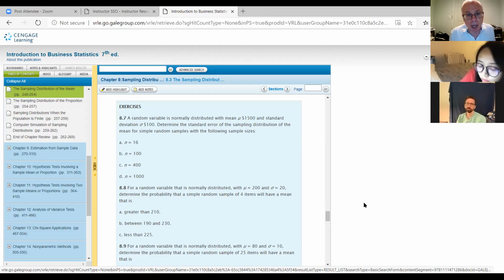So I want you now to take a minute on your own and determine the standard error for each one of these. It shouldn't take you very long, let's say 2 minutes. Come up with the numbers for A through D for 8.7. Some of these you could do in your head because you're taking square roots of perfect squares. I think the last one, D, you'll need a calculator for. So go ahead and do that, and I will wait for your responses.